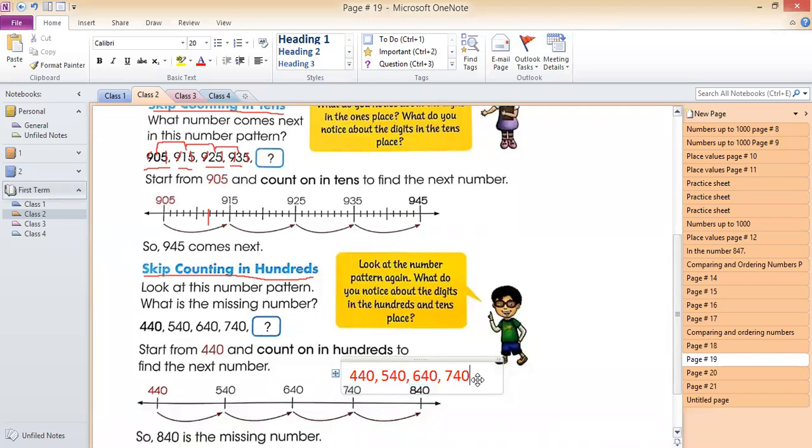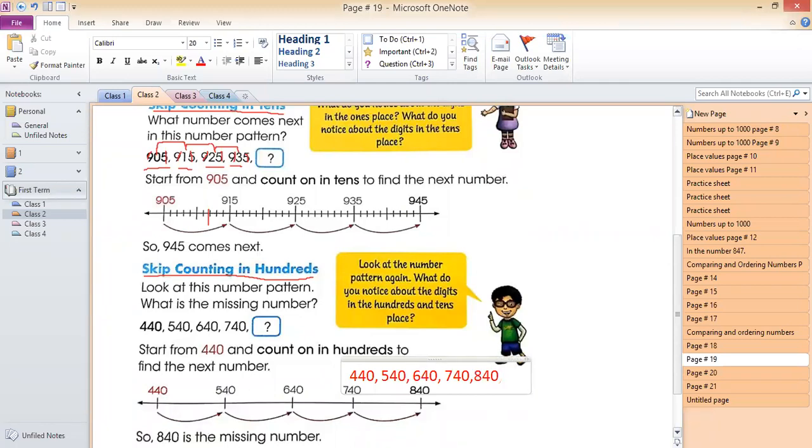440, 540, 640, and 740. Okay. So 40, 40 are the same. This 40, 40 you will find the same in all the series. It will never change. Only the number on the 100 place will change: 4, 5, 6, 7. Then after 7, what comes?